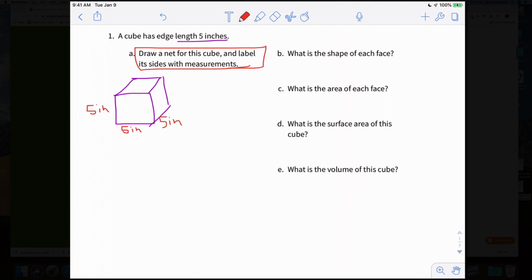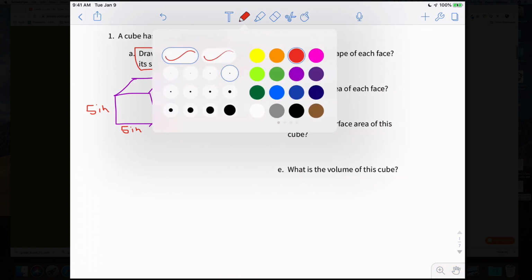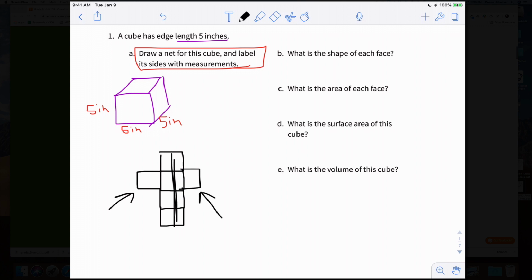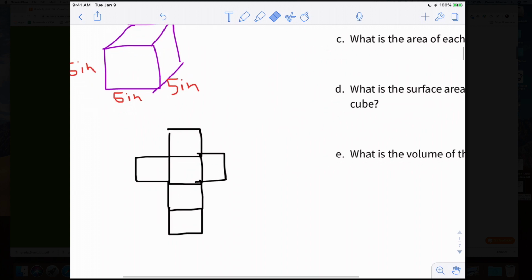All right, so that isn't actually all that hard. It's kind of nice because a classic cube net is a cross, kind of like the letter T. You've got 4 going down, and then you've got 1 right here, 1 right here. So often if you want to fold this up, this one makes the top, this one makes the bottom, and these 4 wrap around to make the overall shape of the cube. So there you go. There's our net.